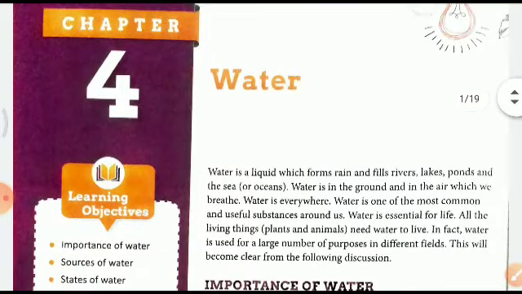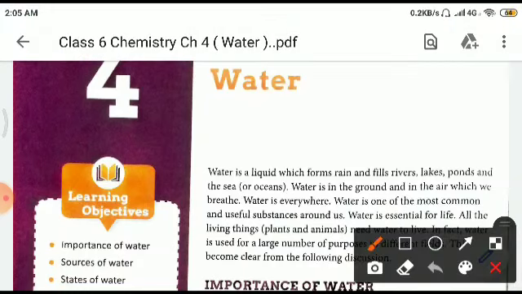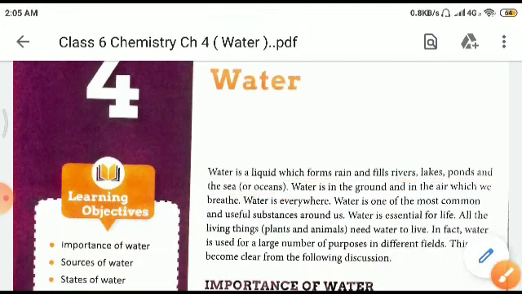So, water is a liquid which forms rain and fills rivers, lakes, ponds, and the sea. Right? That means water is everywhere. See, children, rains, rivers, lakes, ponds, and sea or ocean contribute nearly three-fourths of the earth. And water is everywhere. Water is in the ground and in the air which we breathe. Water is one of the most common and useful substances around us.